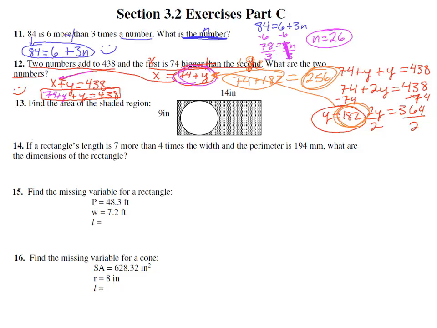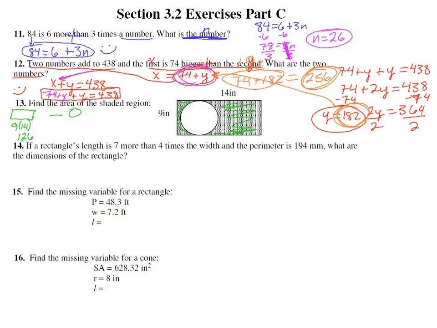Number 13, find the area of the shaded region. Now the shaded region looks like a rectangle, but then it has a circle taken out of it. So that's what we need to do. We need to find the area of the rectangle and subtract out the area of the circle. Do we know how to find the area of a rectangle? Of course we do. The formula for that was length times width. So we take the 9 inches times the 14. 9 times 14 gets us 126.